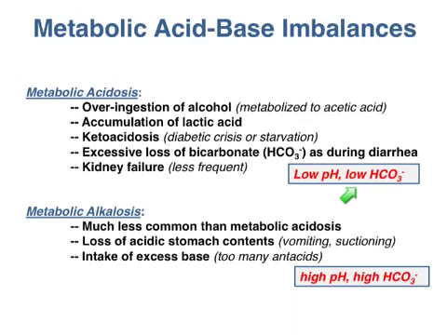With metabolic alkalosis, if you were to test a patient's blood, you'd see the opposite of metabolic acidosis. You'd see the high pH, as you'd expect with alkalosis, and a high bicarbonate content.